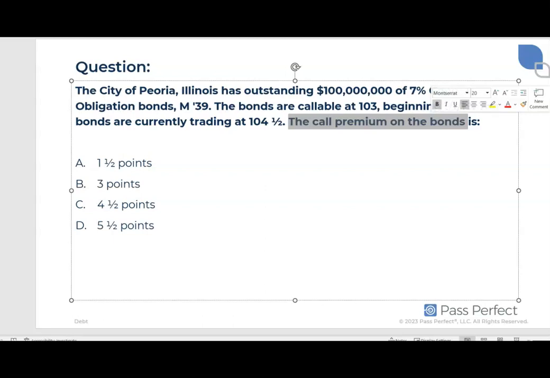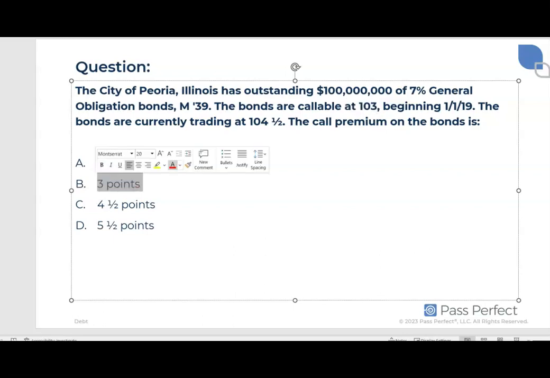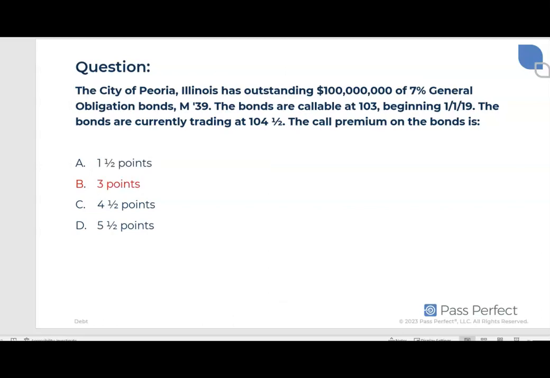So being callable at 103, that would be 103 points, or 103% of par value, or $1,030, an extra 30 to cover the inconvenience of having their bonds called away from them. So therefore the call premium is B, 3 points over and above the par value. And the fact that the bond was trading at 104.5 was irrelevant to the question.